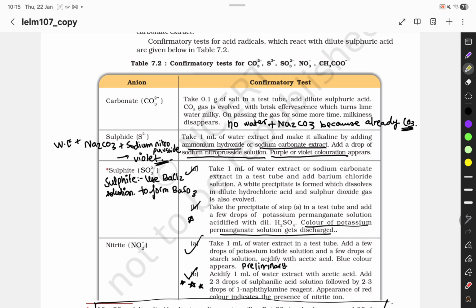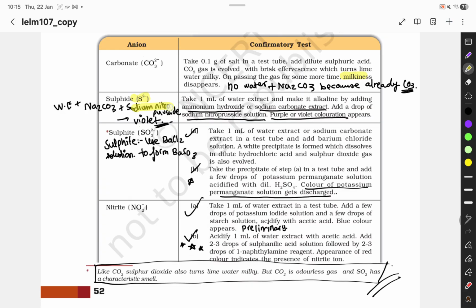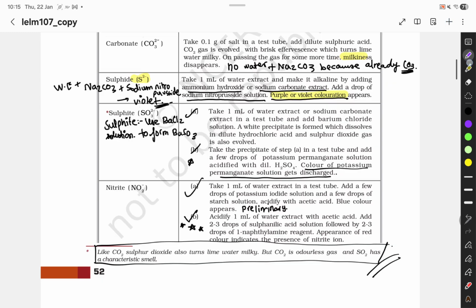The disappearance of milkiness in the carbonate ion test happens if you keep passing the gas. Then the sulfide test: we know one of them is sodium nitroprusside, because from POC we have done the sodium nitroprusside test, which turns violet. You need Na2S to form the test, so for that we take the sodium carbonate extract to form Na2S. There we took sodium metal and reacted it with your organic compound.